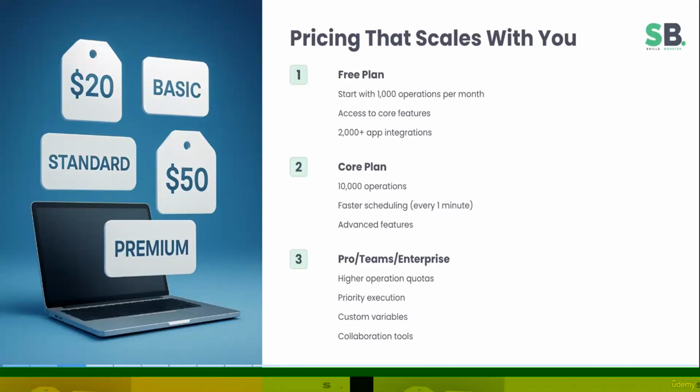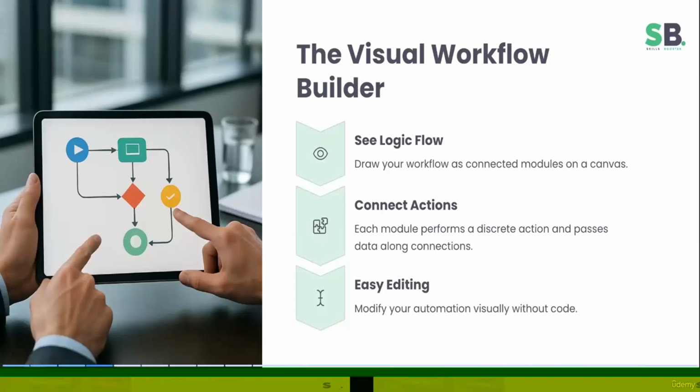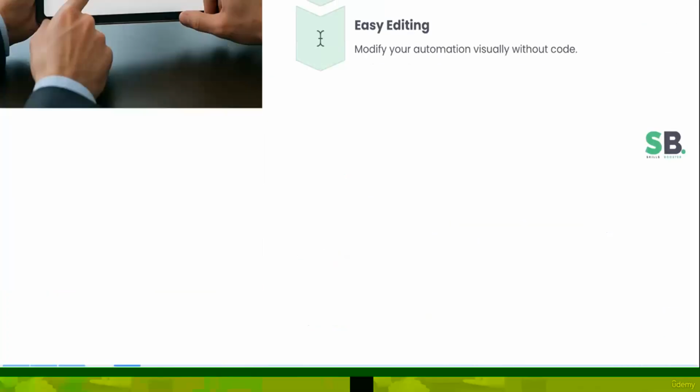And Pro, Teams, and Enterprise: higher operation quotas, priority execution, custom variables, collaboration tools. The visual workflow builder makes the process much easier and faster. You have the logic that you can see and draw your workflow as connected modules on a canvas. There are connected actions. Each module performs a desired action and passes data along connections. It's easy to edit and modify your automation visually without code.